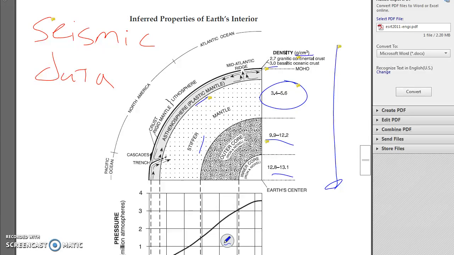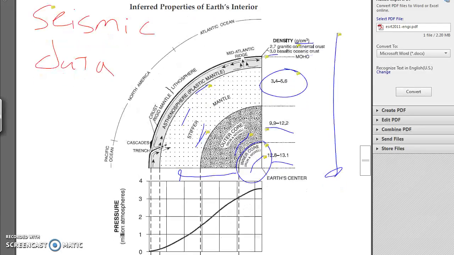What are they made of? So composition, inner core, iron and nickel. Those are some heavy metals. So during Earth's formation, they sank deep within the Earth. Outer core, guess what? Also iron and nickel. And we'll come back to the outer core and its special properties in a little bit.